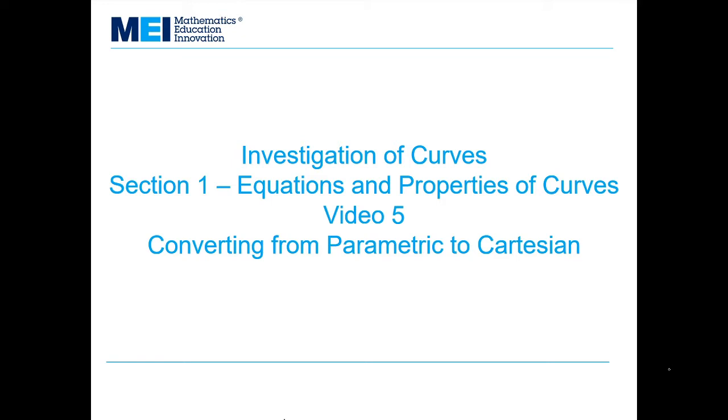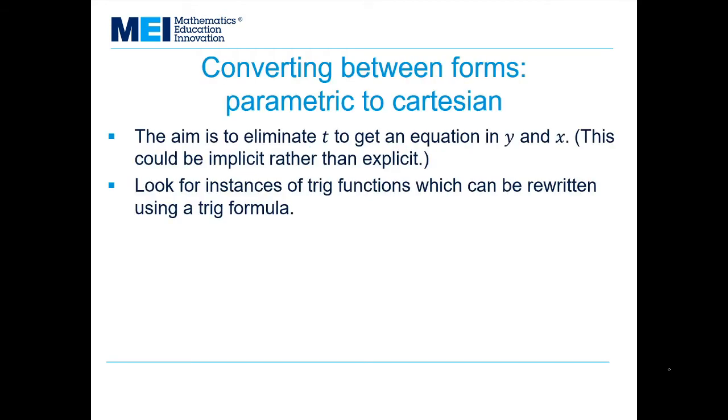In the last videos, we were looking at families of curves expressed in Cartesian, parametric, or polar coordinates. Sometimes it's going to be easier to work in one form for some purposes and in other forms for other purposes. So being able to convert between the different forms turns out to be very, very useful. Let's start by looking at how to convert between parametric and Cartesian.